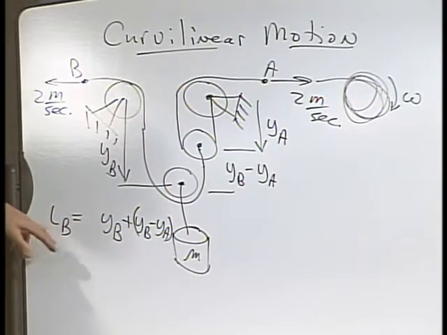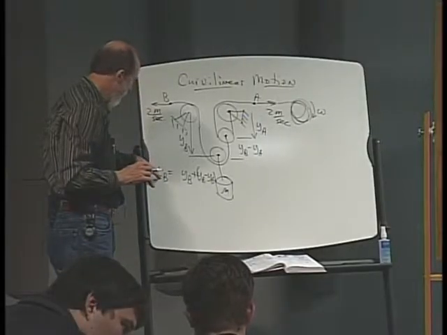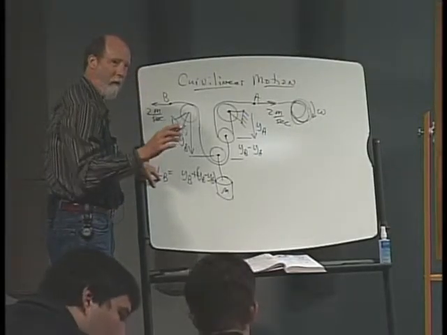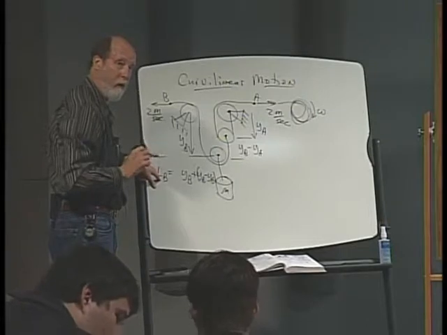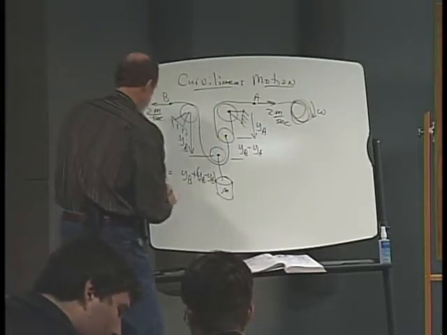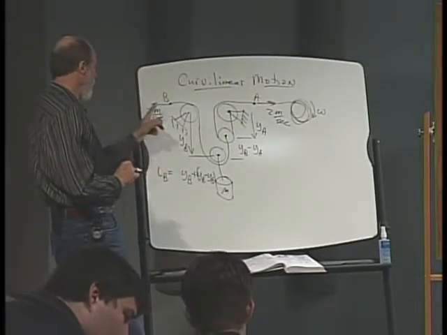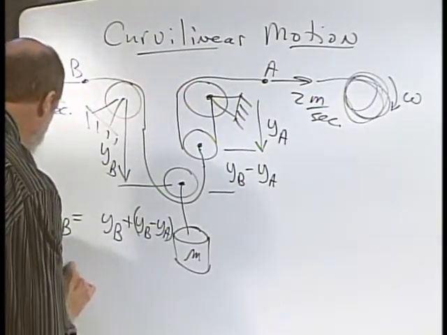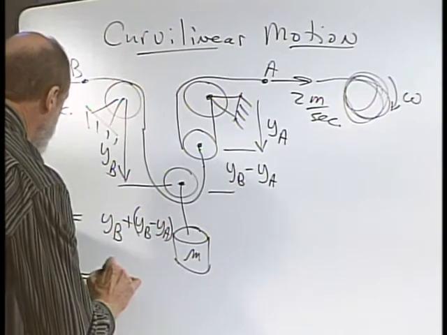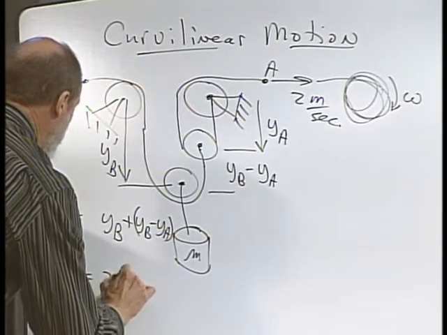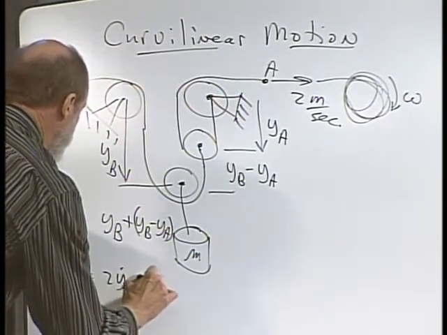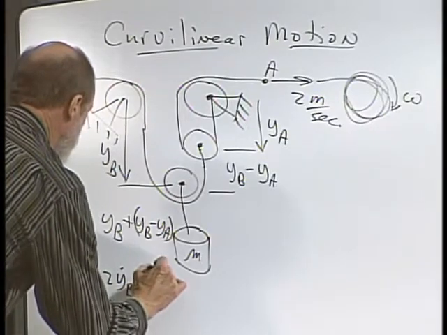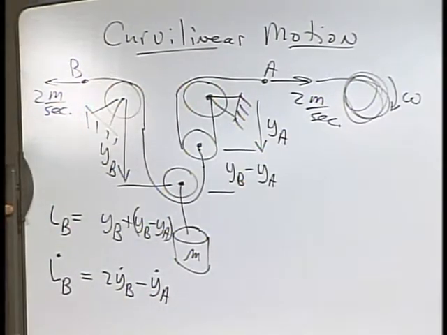Now, when you differentiate that, here's an easier way to do it than the way I explained it earlier. If you differentiate this, this isn't 0 because this length is allowed to change. So this is L B dot equals 2 Y B dot minus Y A dot. And this is equal to 2.